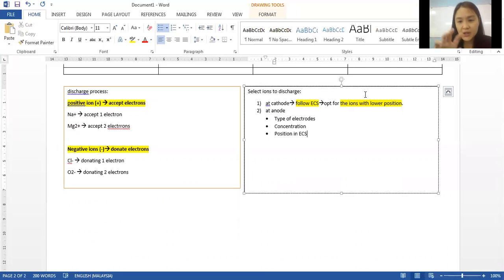So you must pick the correct factor, and based on the factor, you make the correct choice of which ion to discharge. All right, so we recap again about these three factors before we move on to our specific examples above. Right, so type of electrodes. This is the factor that you will choose if better electrodes are used.